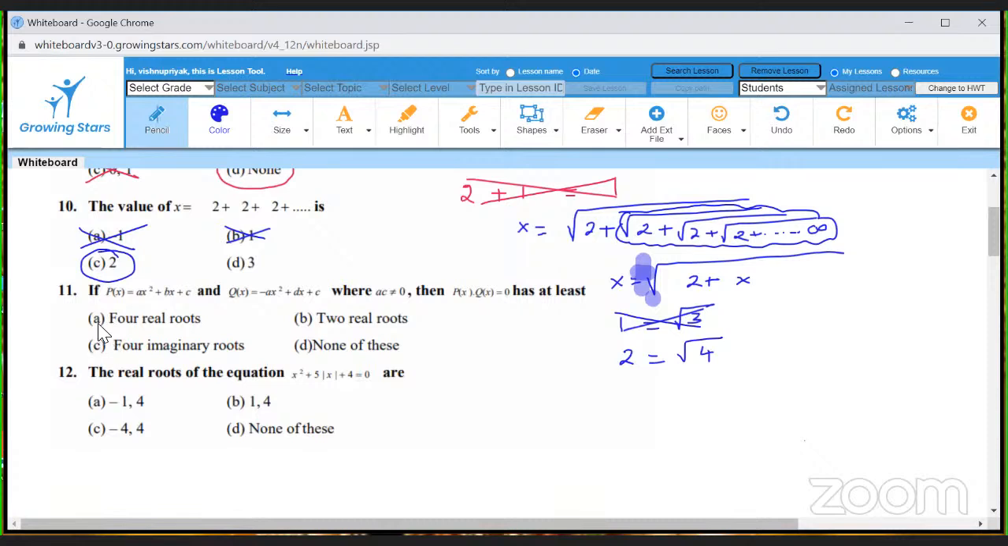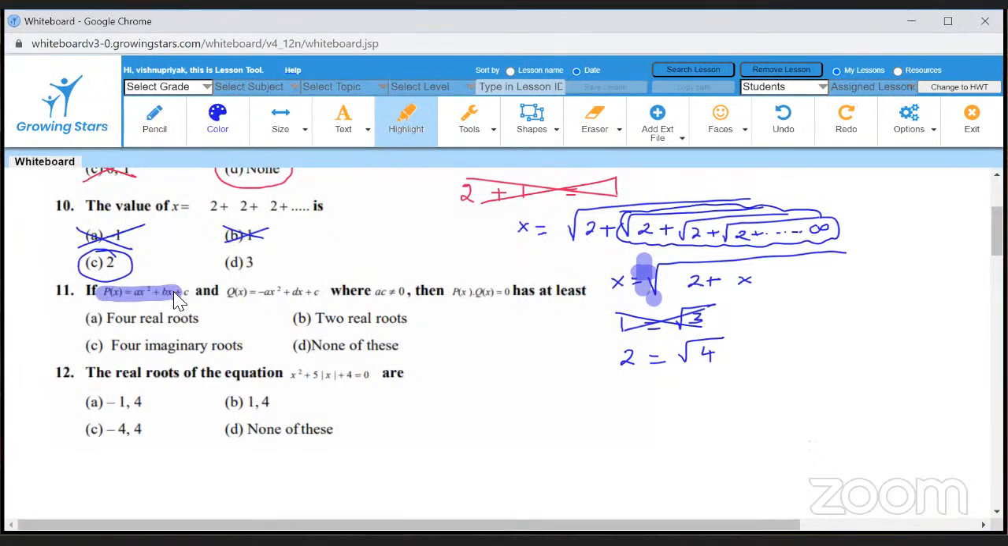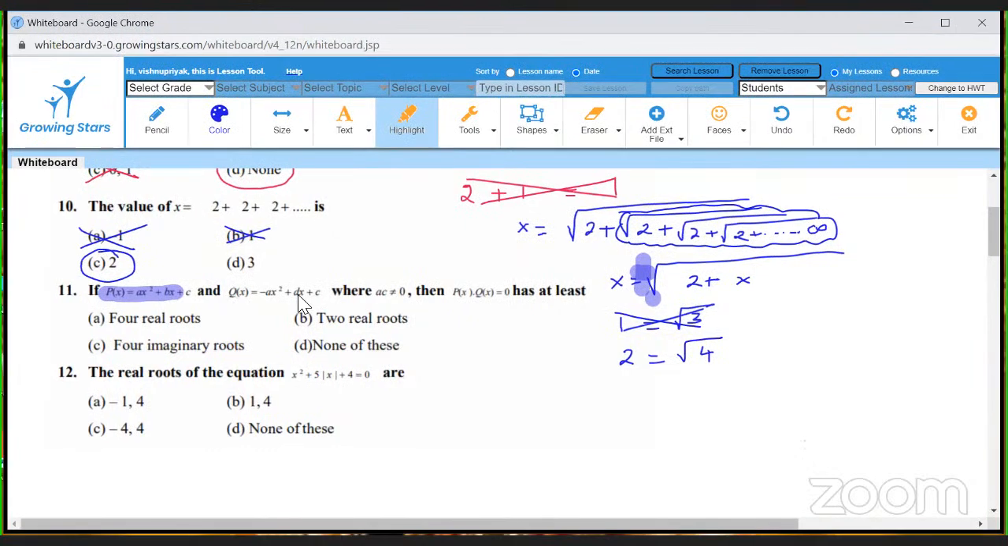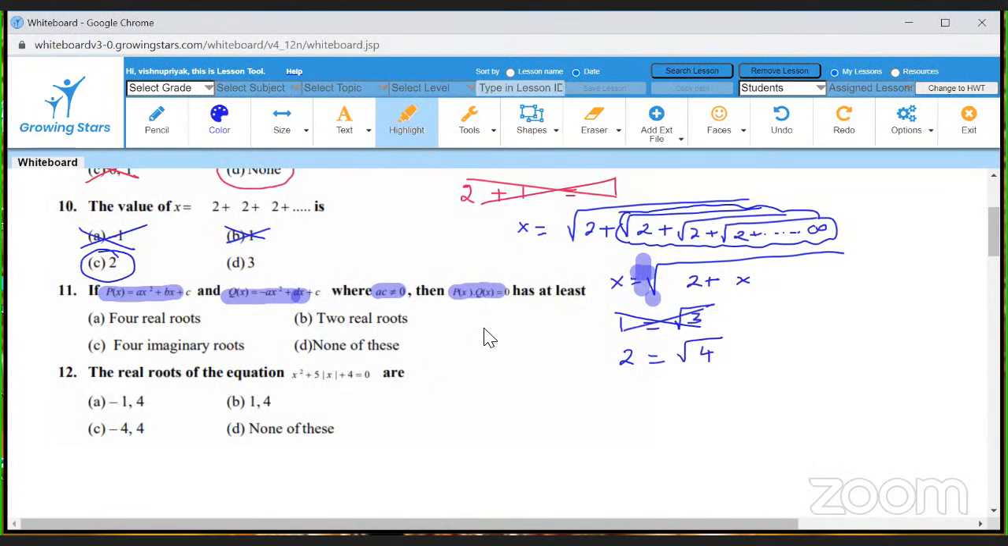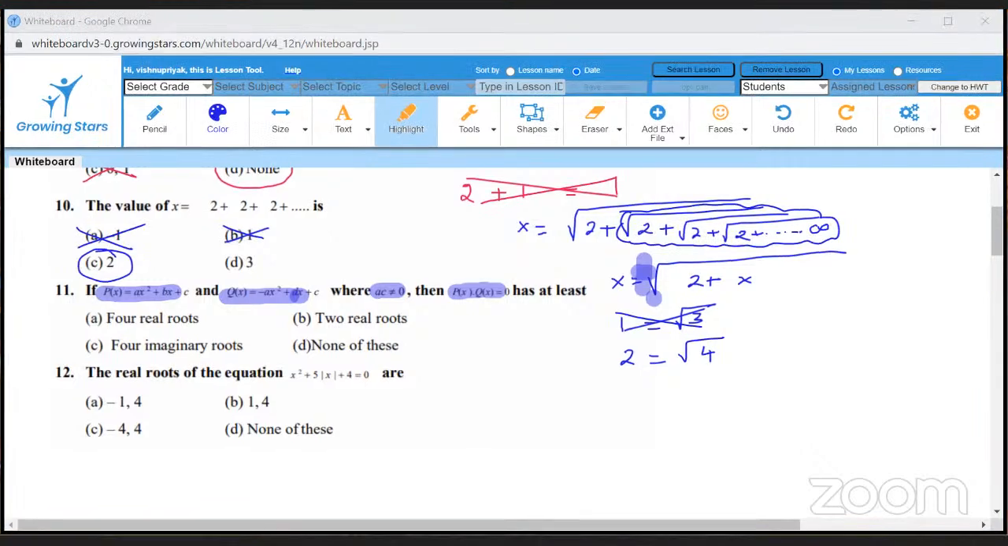Okay, next. Question number 11. P of x is a quadratic expression. Q of x is another quadratic expression. AC is not 0. P of x into Q of x is 0. This is another equation which will have at least how many roots? That is what it is asking.